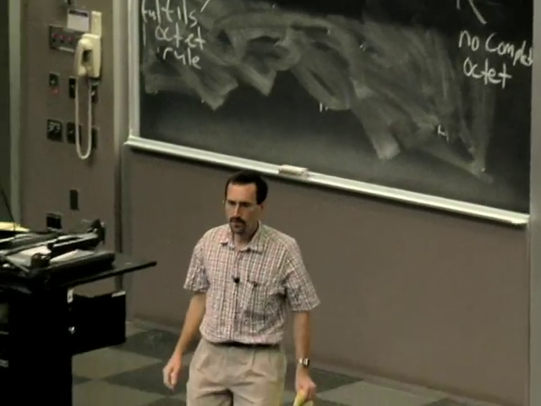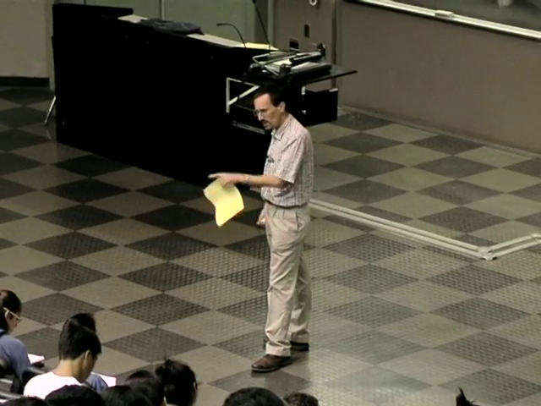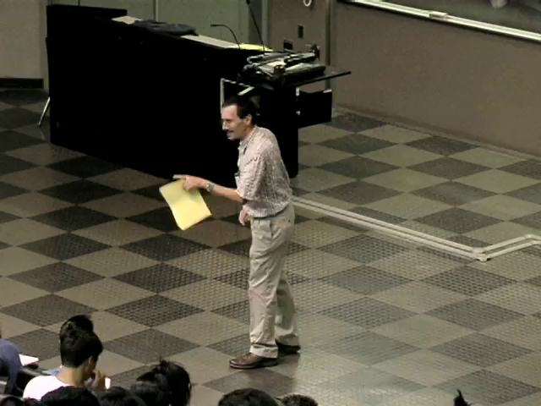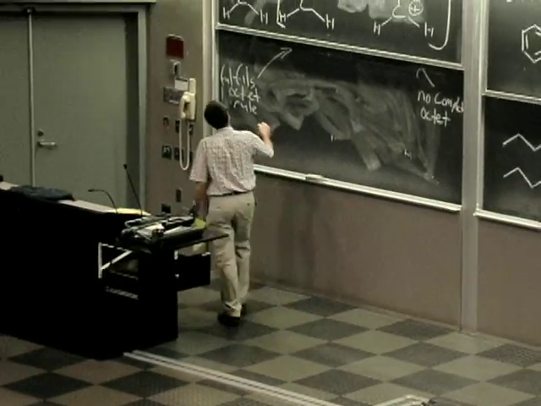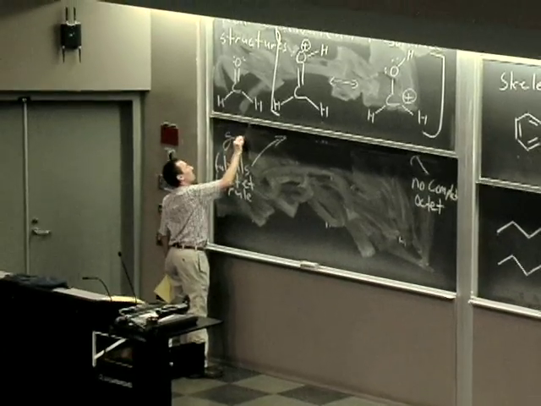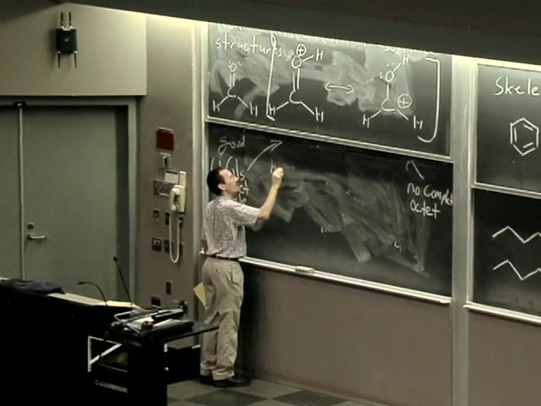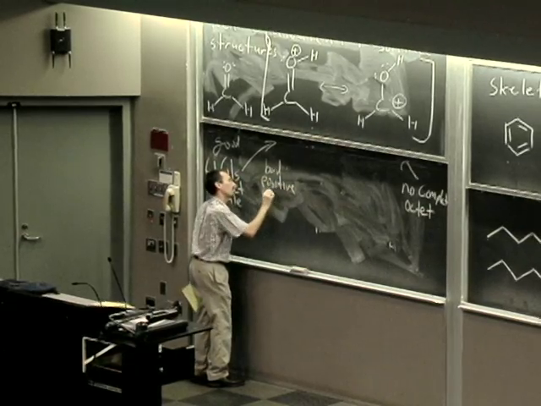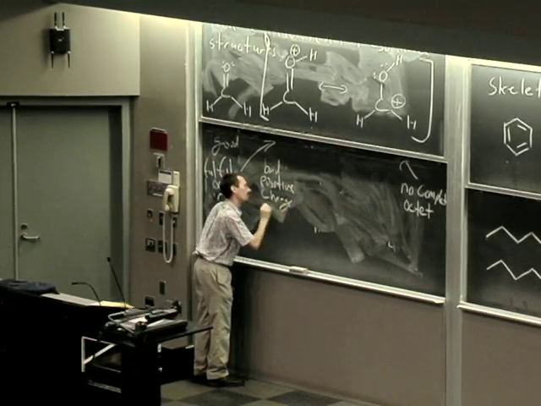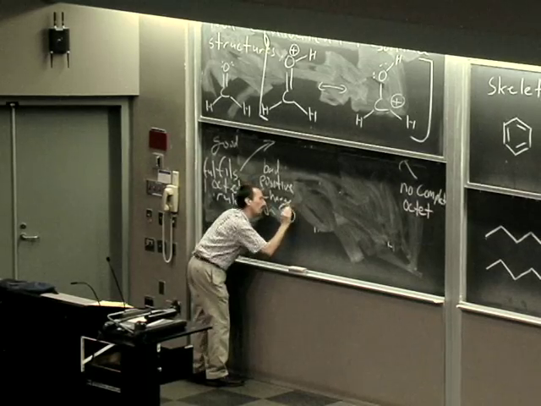What's bad about the structure on the left? Positive charge on oxygen. Why do we not like a positive charge on oxygen? Because oxygen is more electronegative. So this is good, bad, positive charge. All right.